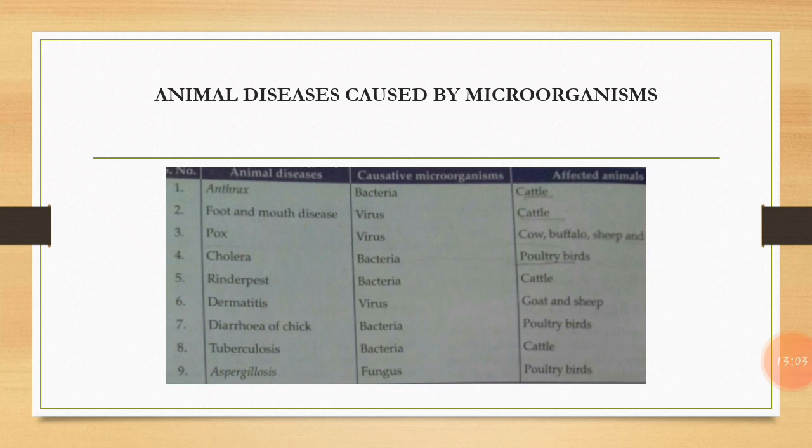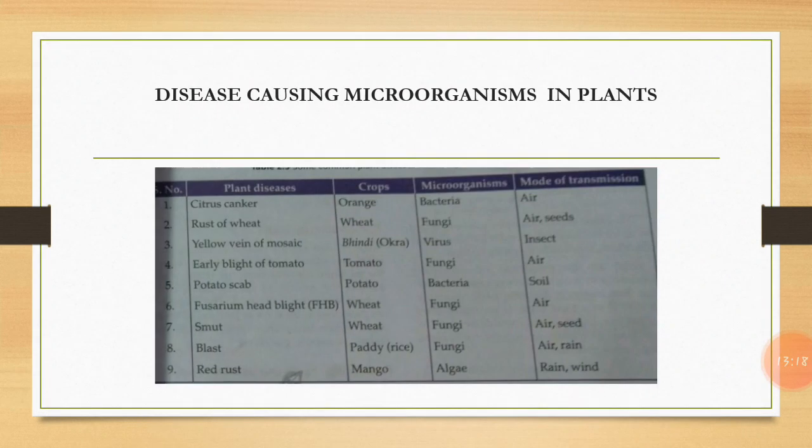Now we are going to know about certain types of diseases that are caused by microorganisms in plants. So we are going to know about some common plant diseases caused by microorganisms one by one. In which the first one is citrus canker. Citrus canker is a type of disease that mainly occurs in the crop orange, or we can say it can also occur in lemon. The microorganism that causes this type of disease is bacteria.